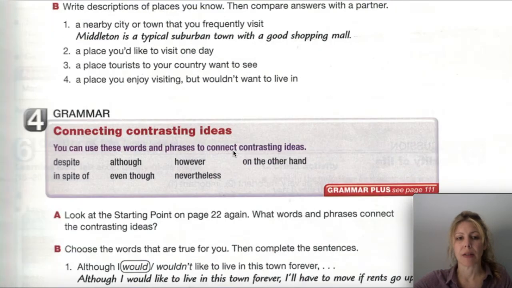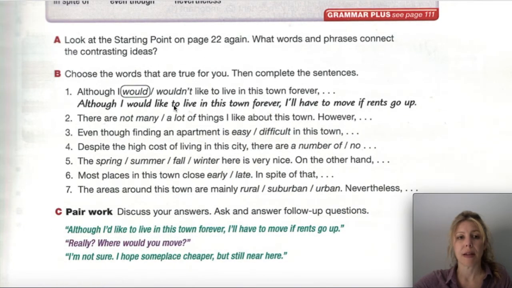All right. So let's go back, look at some sentences. So we have an example, although I would or wouldn't like to live in this town forever, and we can choose one. They chose would. Although I would like to live in this town forever, comma, remember we need a comma with the contrast phrase, I'll have to move if the rents go up. Okay, so you like the town, you could live there forever, but you have although, so there's a contrast. I'll have to move if the rent goes up.